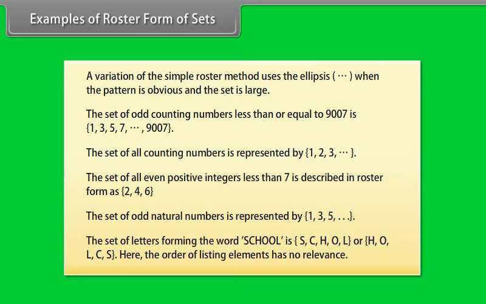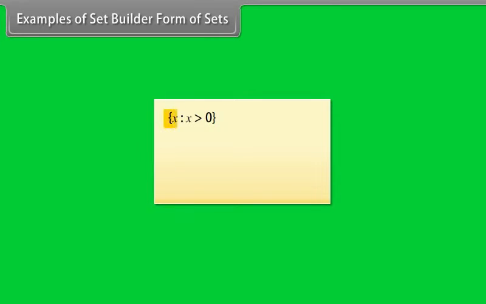The set of letters forming the word school is {S, C, H, O, O, L} or {H, O, L, C, S}. Here, the order of listing elements has no relevance. Examples of set builder form of sets. The set of all x such that x is greater than 0. The set of all x such that x is any number except 11. Set of all x such that x is any number less than 5.